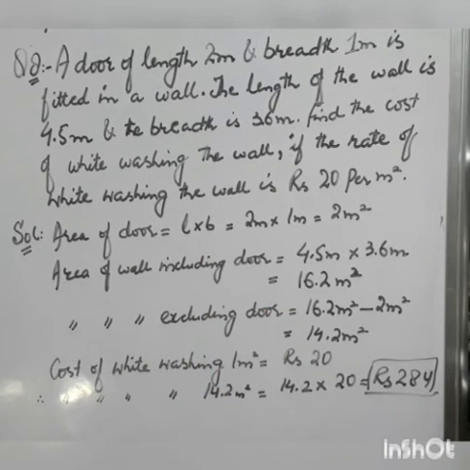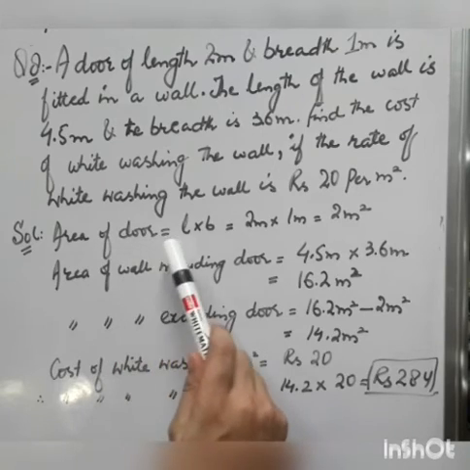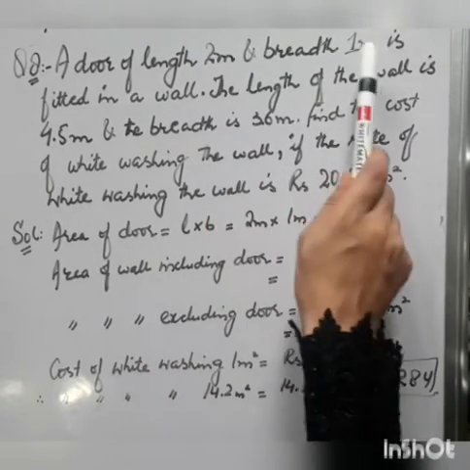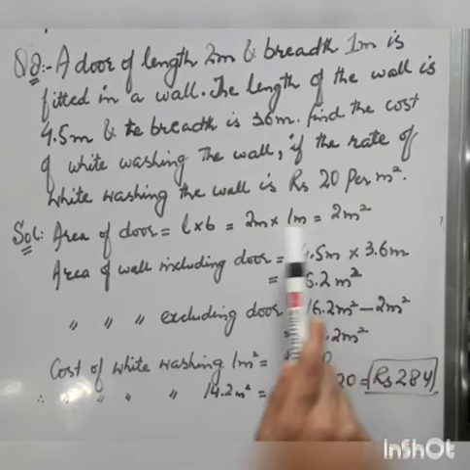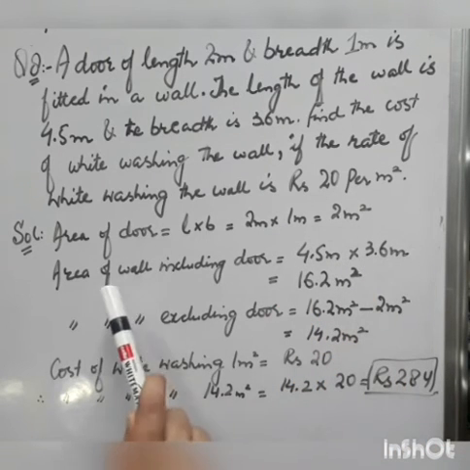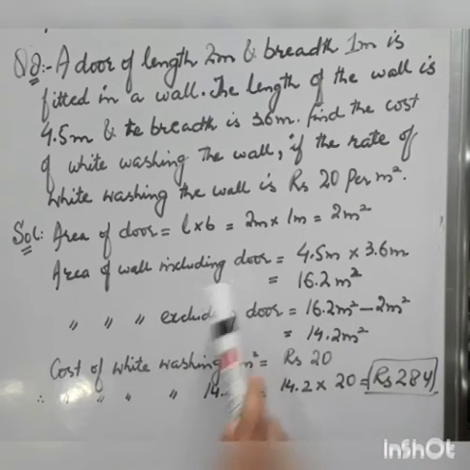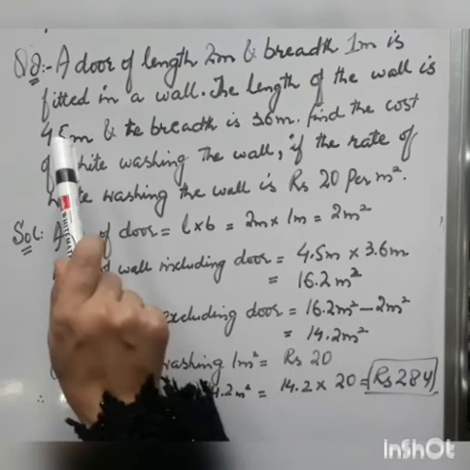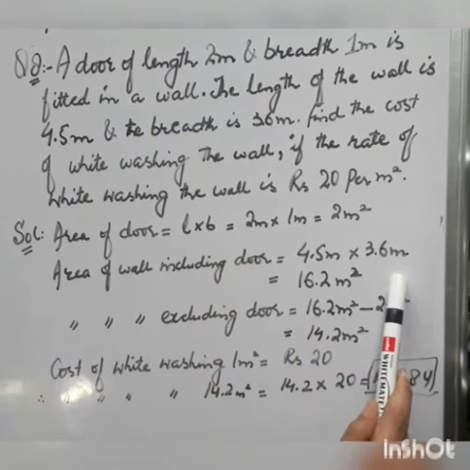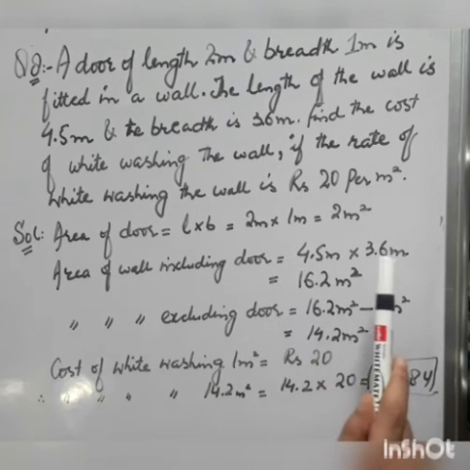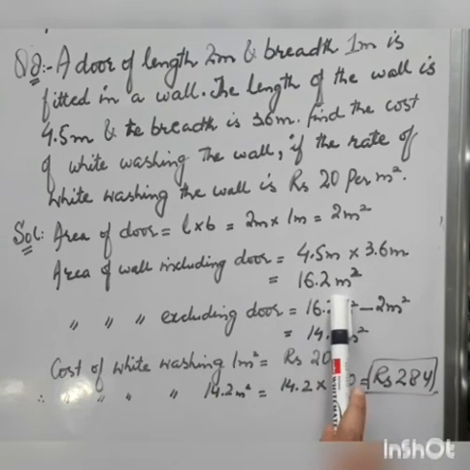So first we'll find the area of door. Area of door is length into breadth, that is 2 meter into 1 meter, and 2 into 1 is 2, that is 2 meter square. Now area of wall including door. अब wall का area door लेके कितना है? That is this length 4.5 meter into this breadth 3.6 meter, and 4.5 multiplied by 3.6 is 16.2 meter square.